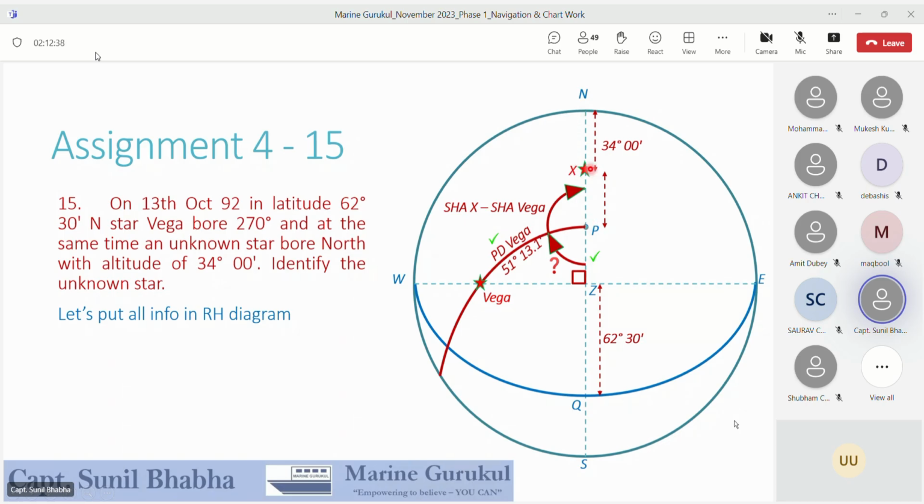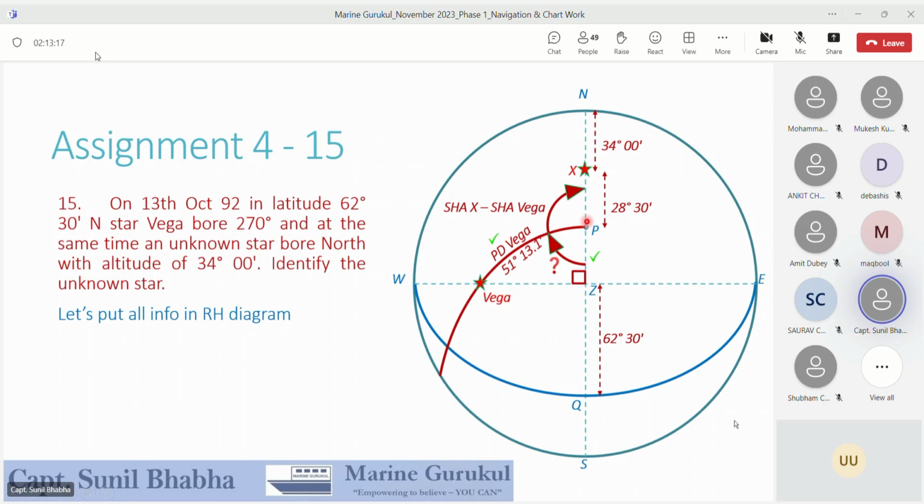Now we know that the elevation of the pole, or altitude of the pole, is equal to the latitude of the observer. And we know the latitude is 62 degrees 30 minutes. So November to Papa is equal to 62 degrees 30 minutes. November to X-ray, which is the true altitude of the star, is 34 degrees 00 minutes. So I can now easily find the difference between them. It is going to give me Papa X-ray, PX. So in this case, the PX is going to be 28 degrees and 30 minutes.